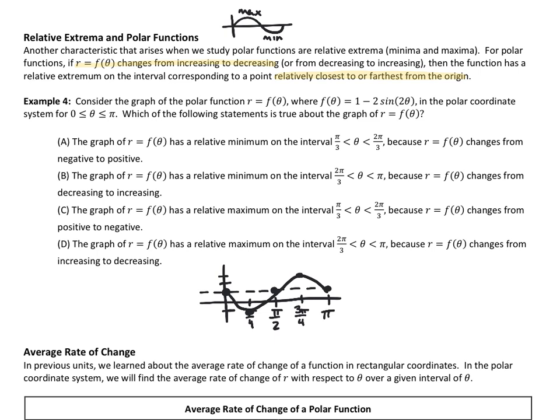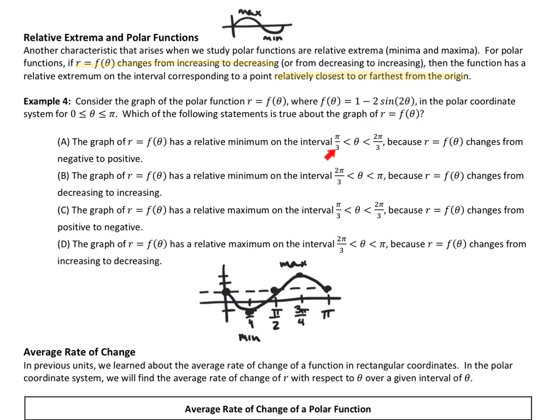Based on this rectangular version, we are going to have some sort of minimum here-ish and some sort of maximum here-ish, right? Minimum, maximum. Your polar function would have a minimum and maximum at the same place, at the same angle, I guess I should say. So let's see what the answer choices say here. It says the graph of r equals f of theta has a relative minimum on the interval from pi over 3 to 2 pi over 3. Well, we need to figure out where those values are.